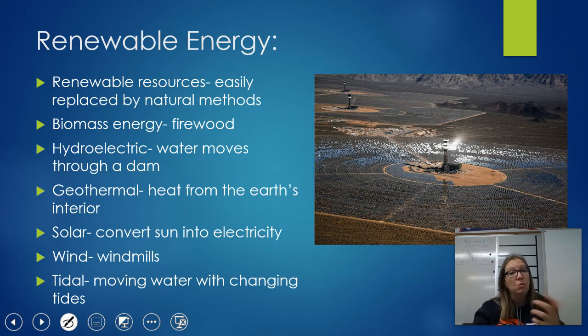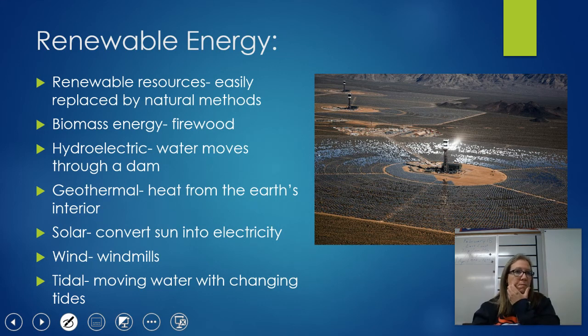People burn animal poop. That would be considered a biomass. Biodiesel. People take grease from restaurants and can convert it into fuel. Those would all be examples of a biomass. Okay, the hydroelectric. That's the water moving through the dam that I told you about.